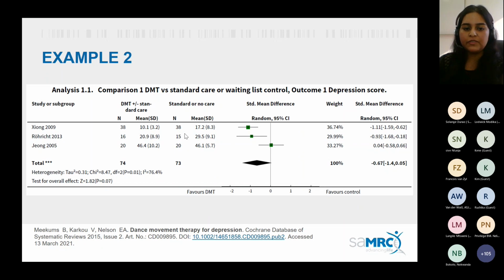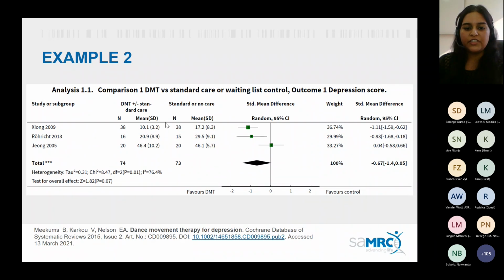We have a second example. This one is looking at dance movement therapy for depression, and it's using the random effects model. We have 3 studies included here. The outcome is a depression score, so we have a standardized mean difference.